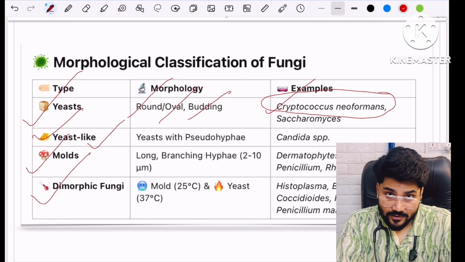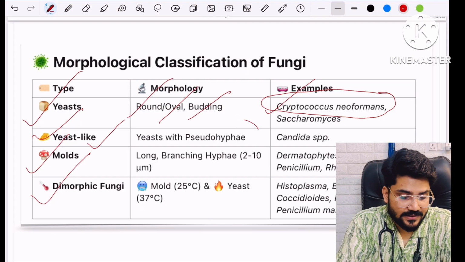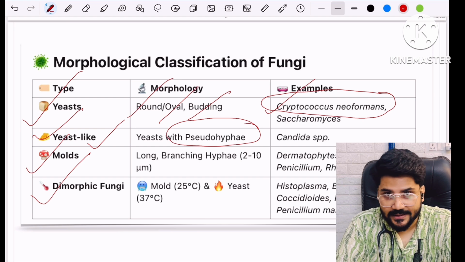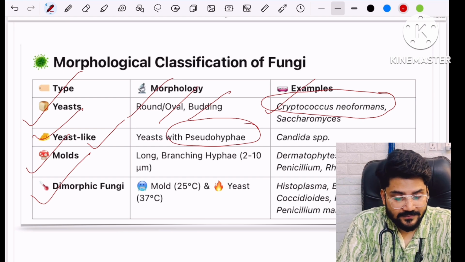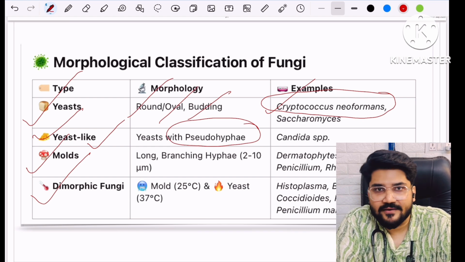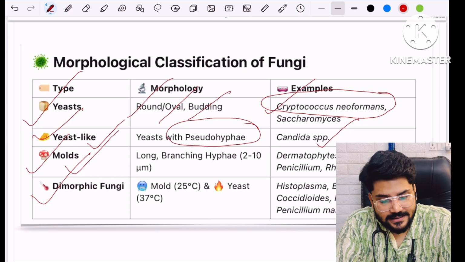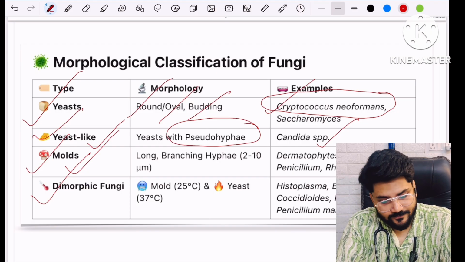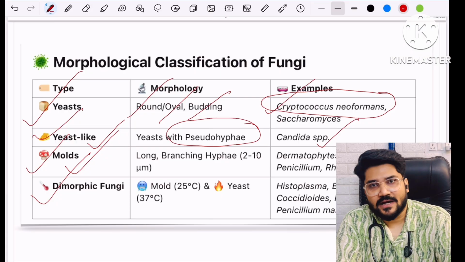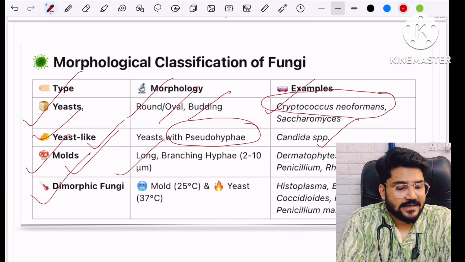Then your yeast-like organisms, where Candida resides. Yeast-like means they produce budding yeast cells, but at the same time they have pseudohyphae. They don't have true hyphae. So the important example is Candida. Then your molds. They are sometimes branched, sometimes aseptate.